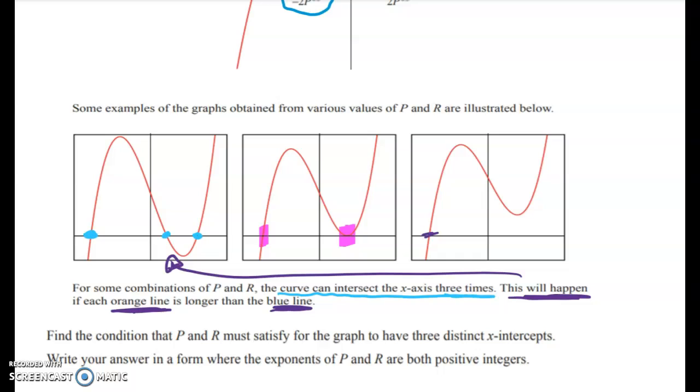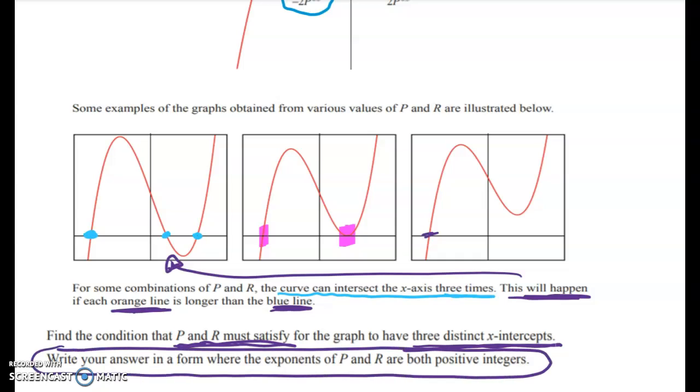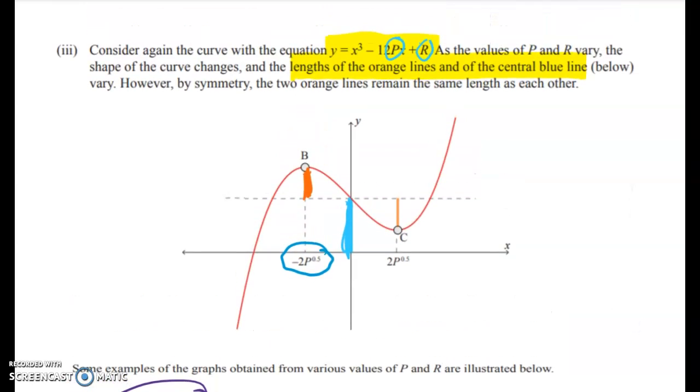And we have to find the condition that P and R must satisfy for the graph to have 3 distinct x-intercepts. We're going to come back to this. This is how we have to write our answer. But let's figure out what this means in terms of these orange and blue lines and how we can find their lengths. Well, we're told that we'll have this case here if the orange line is longer than the blue line. It says each orange line, but we know that the orange lines are the same. The orange lines are always going to be the same length.